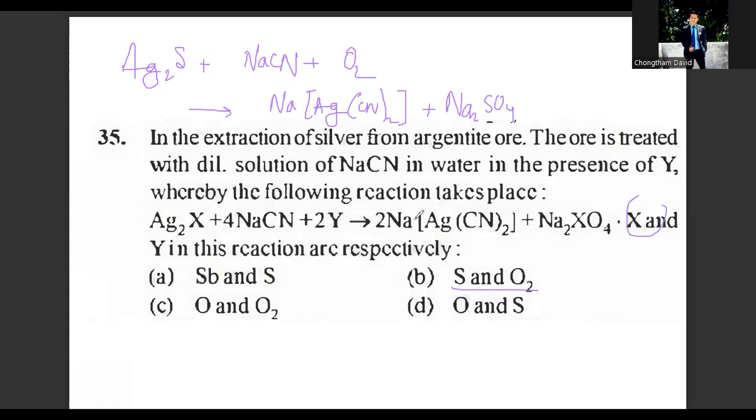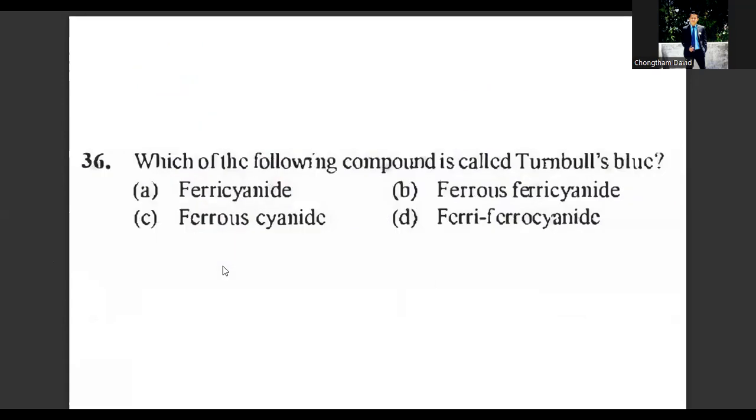So for 35, X is sulfur and Y will be oxygen. This X is sulfur, I have shown you here, right? And Y will be oxygen. So option B is the answer to question number 35. Moving on to question number 36. Which of the following compounds is called Turnbull's blue?